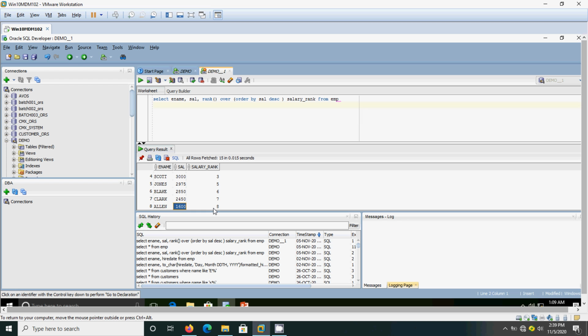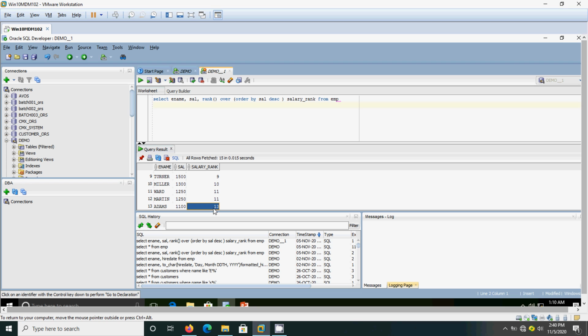Okay, see here. At the 11th position, there are two persons, Ward and Martin. These two persons receive the salary 1250, so they share the rank position 11, but there is no rank number 12. After that, rank number 13 is allotted for Adams. This is the way the rank function works.